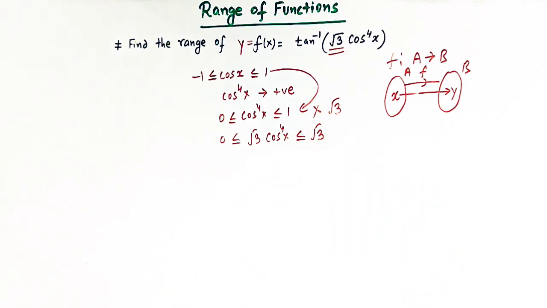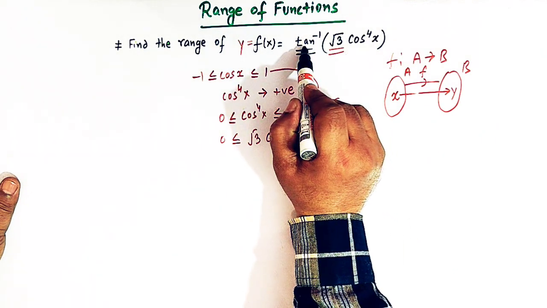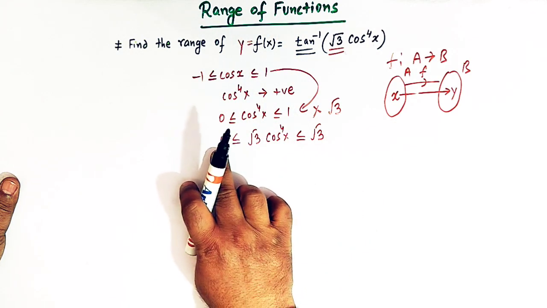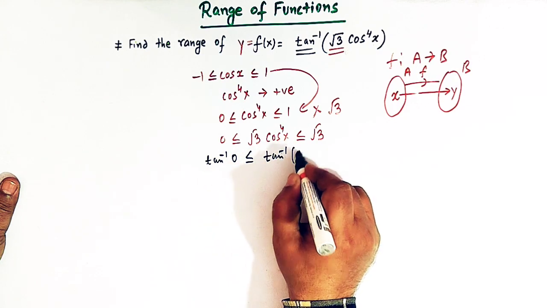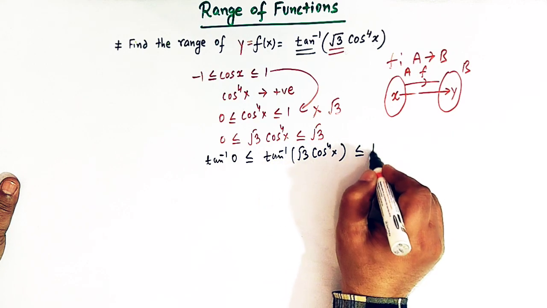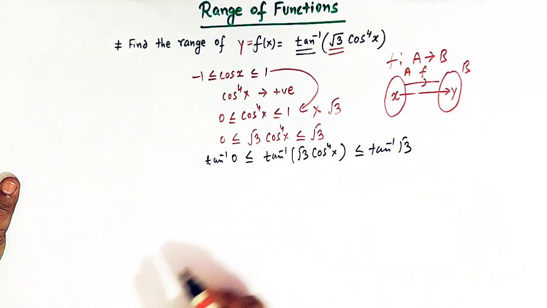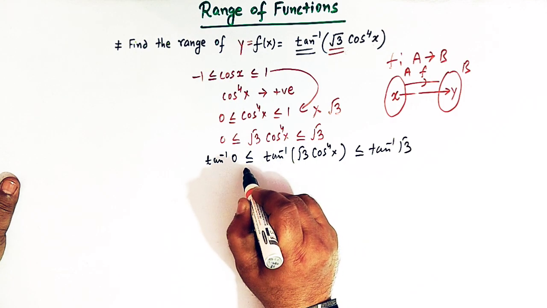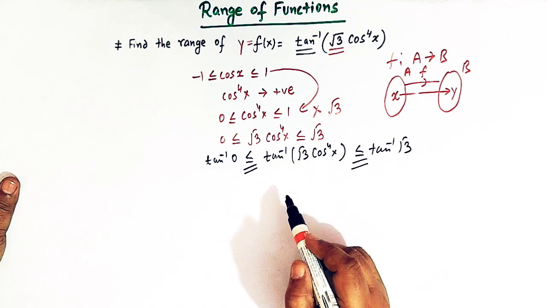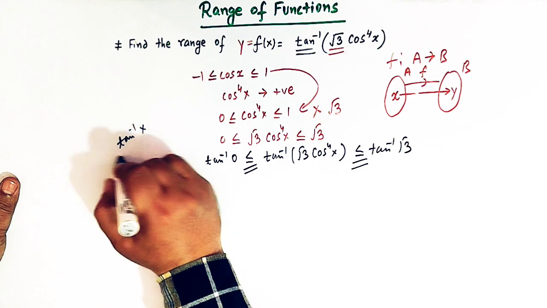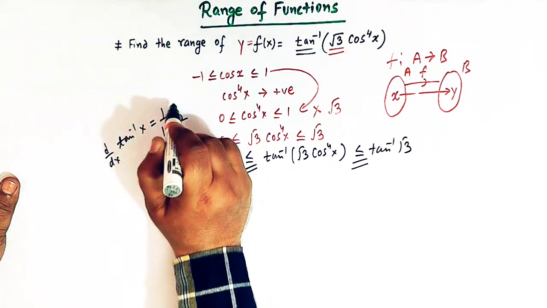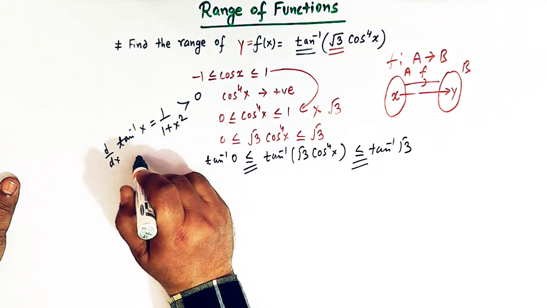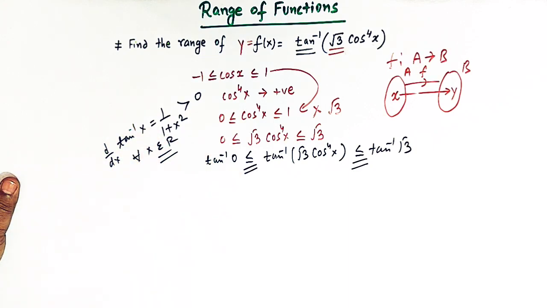Now here we have the inverse of tan, that is tan inverse. So we'll take the tan inverse of all these three quantities. We have tan inverse 0, then tan inverse of square root of 3 cos x raised to 4, and tan inverse square root of 3. It is important to note that the direction of the inequality doesn't change, because the tan inverse function is an increasing function. The derivative of tan inverse x is 1 over 1 plus x square, and 1 over 1 plus x square is always greater than 0 for all values of x belonging to the set of real numbers. So the inverse tangent function is an increasing function.